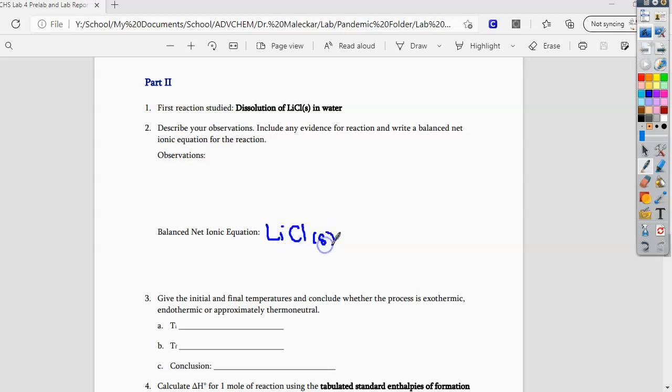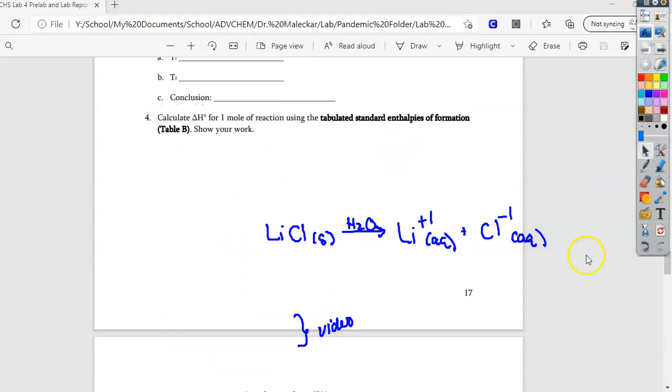So you took your solid and you dissolved it in water, and when you dissolve it in water, it broke up into its ions. And you need to show this. You need to show the charges of your ions, and you need to show your phases of your ions, or you will not get work for this. This you get from the video. And for the conclusion, just wait to see what you get in number 4.